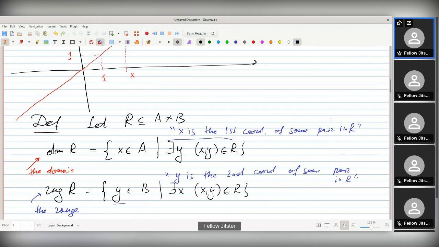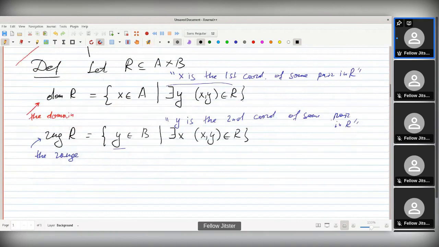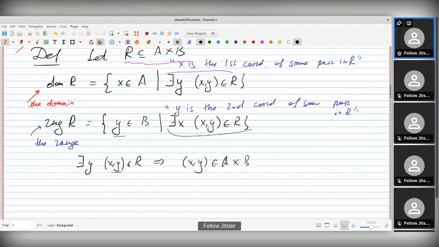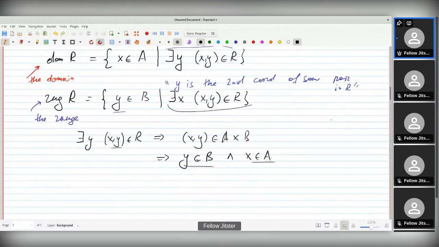in R. We can see that this condition guarantees that y belongs to B. So look, if say there is y with this property, given R is a subset of A times B, that means that xy belongs to A times B. Hence, y itself is guaranteedly in B, and x is guaranteedly in A. So that means that if I have this condition, then of course x belongs to A, and this very condition holds.